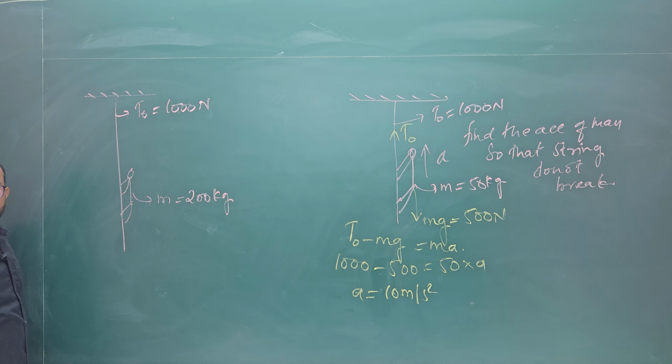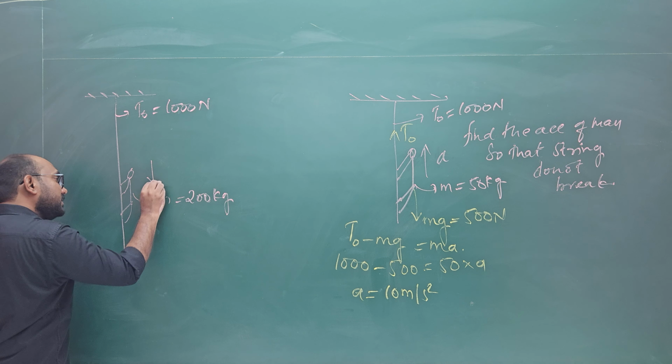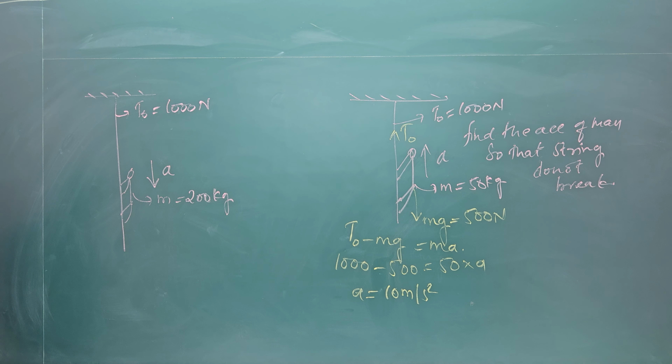The mass of the man is what? 200 kg, and this time he is accelerating in the downward direction. Before telling me the answer, if the man is at rest or in motion, either upward or downward, I will ask you 3 questions. If the person is at rest, question number 1: what will be the mg? 2000 Newton. Breaking strength is how much? 1000 Newton. Will the string break?